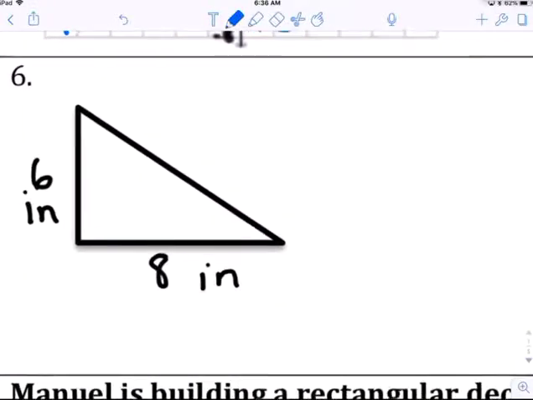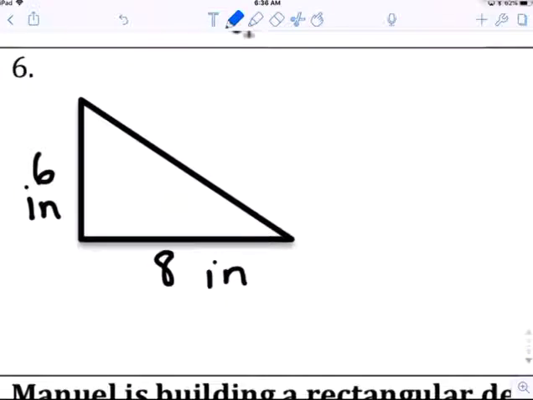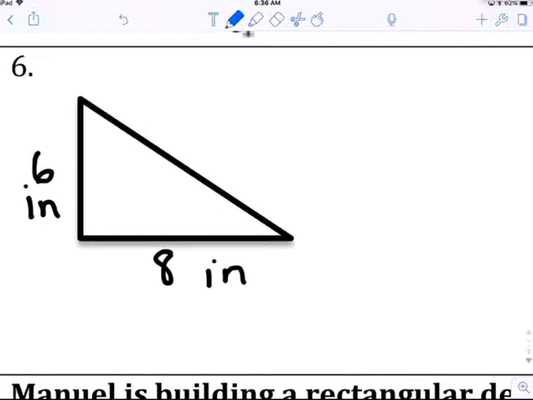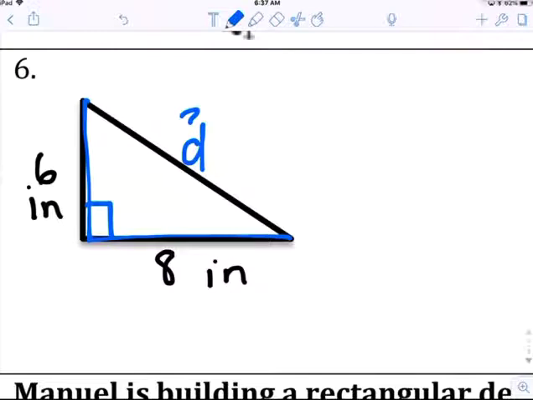Same here. Okay, so first, find this missing side. I forgot to put the 90 degree here. It's 90 degrees. So 6 is A, 8 is B, and the missing diagonal is C. Diagonal is always the C, okay?